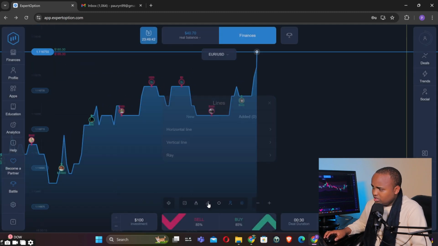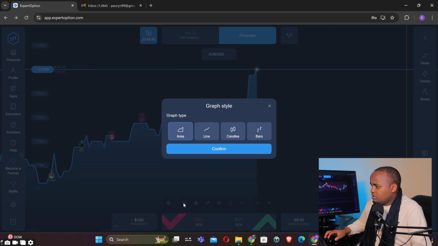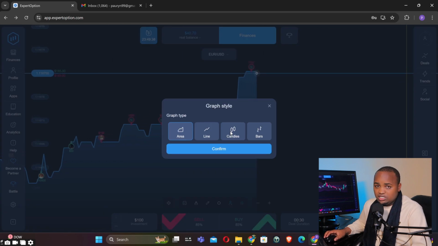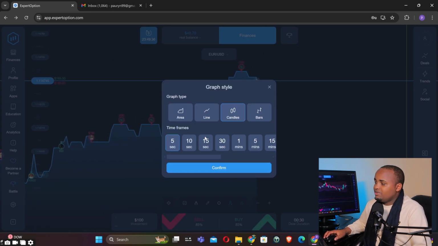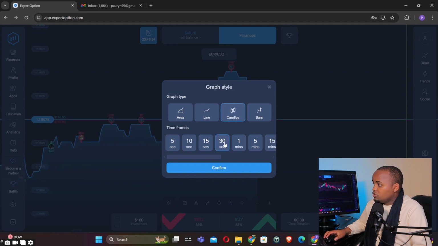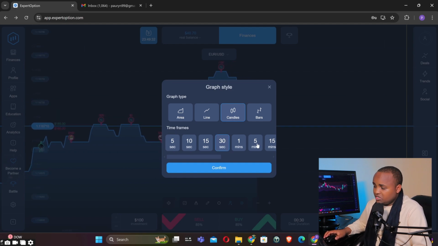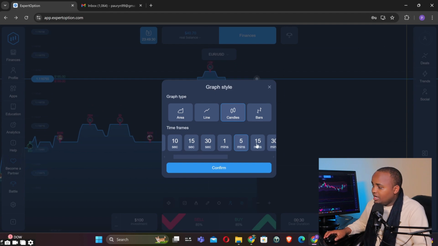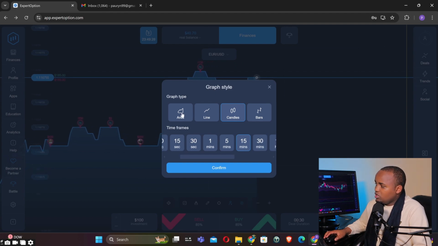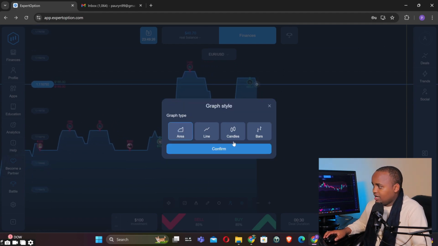So let me show you how to analyze the chart. It's very easy. For example, number one, I'm going to change this chart into candlesticks. Remember, it's very easy to analyze on the candlesticks. So first of all, I'm going to increase the time frame to 15-day time frame, so at least you will be able to observe the candles well.